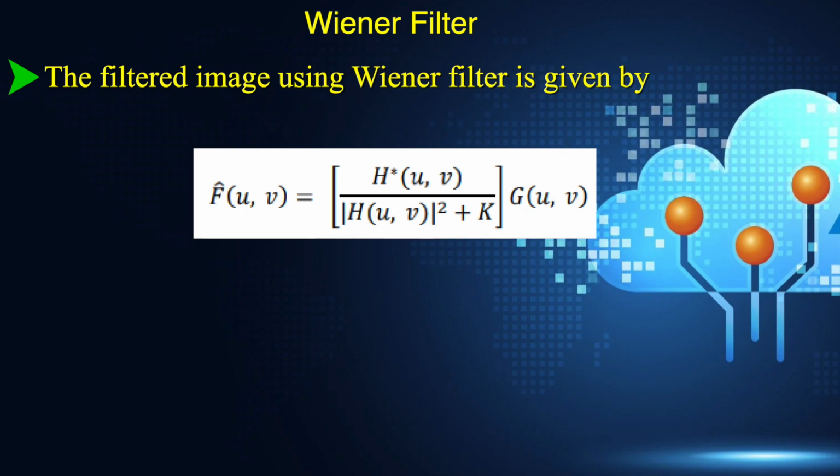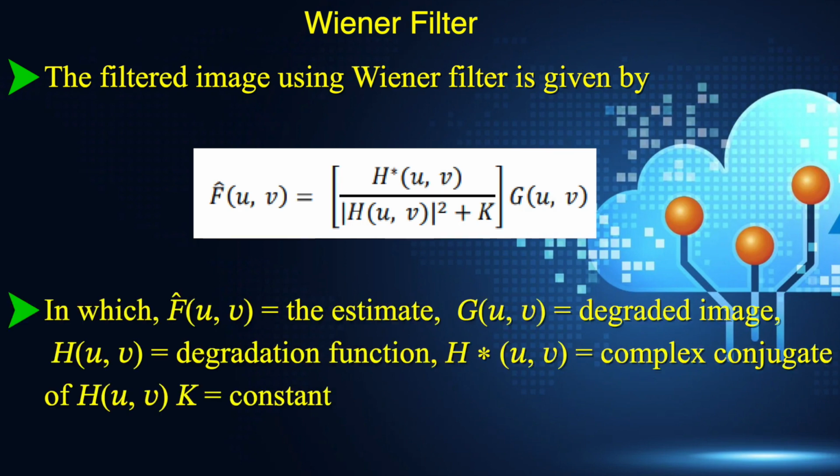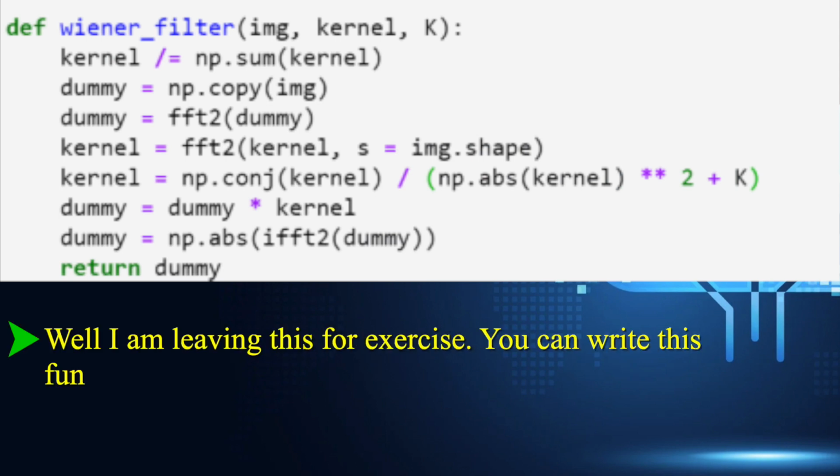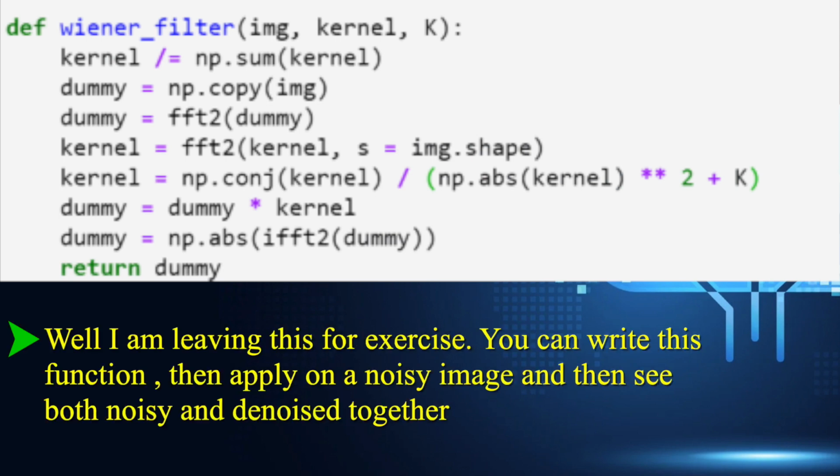The filtered image using the Wiener filter is given by f(u,v) equals h*(u,v) upon |h(u,v)|² plus K, times g(u,v), in which f(u,v) is the estimated image and g(u,v) is the degraded image, and the degradation function h is there, complex conjugated. This is the program for the Wiener filter, defining the Wiener filter. All the definitions are written using the equation that I have just shown to you.